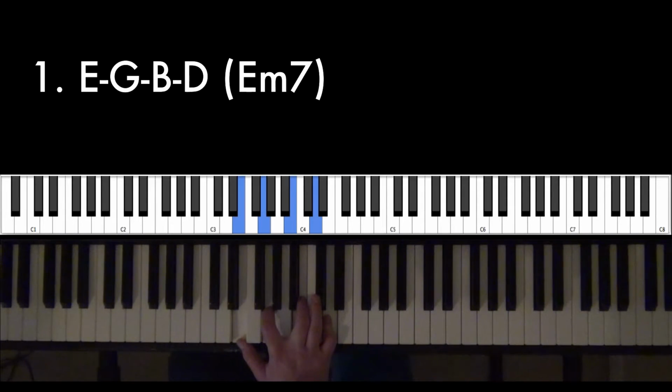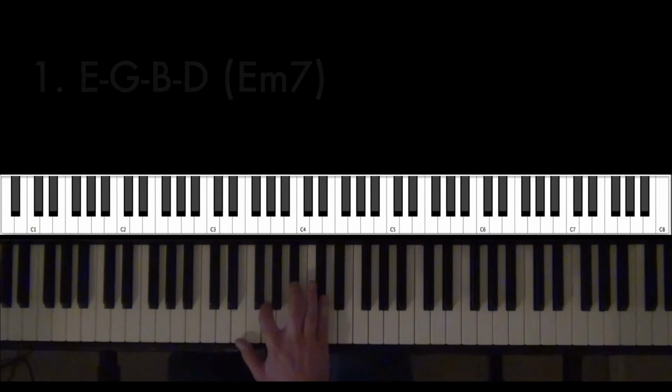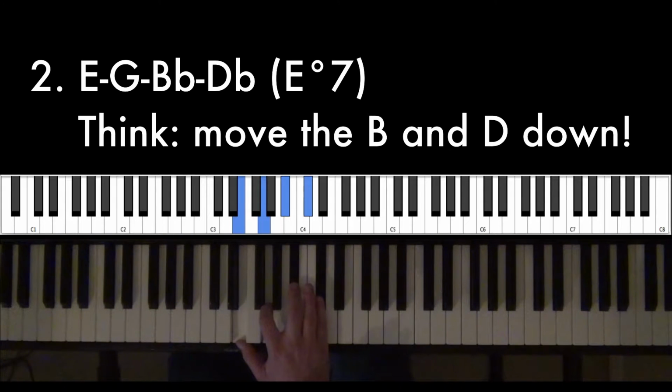That's our first shape. Now, the second shape is going to be this right here. I want to describe this in 2 different ways. This is E, G, B flat, D flat. One way is to call it for the chord that it appears to be, which is E fully diminished 7. Another way that we can look at this is we can say that we went from the E minor 7 shape, we moved the B and the D down a half step. So find the B and D, move them down a half step. Either way, this is our second shape.